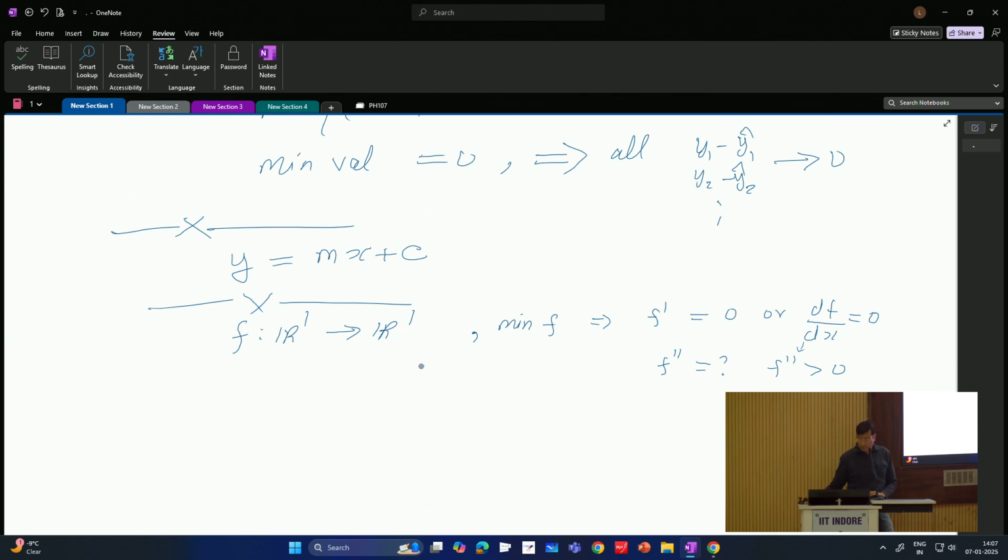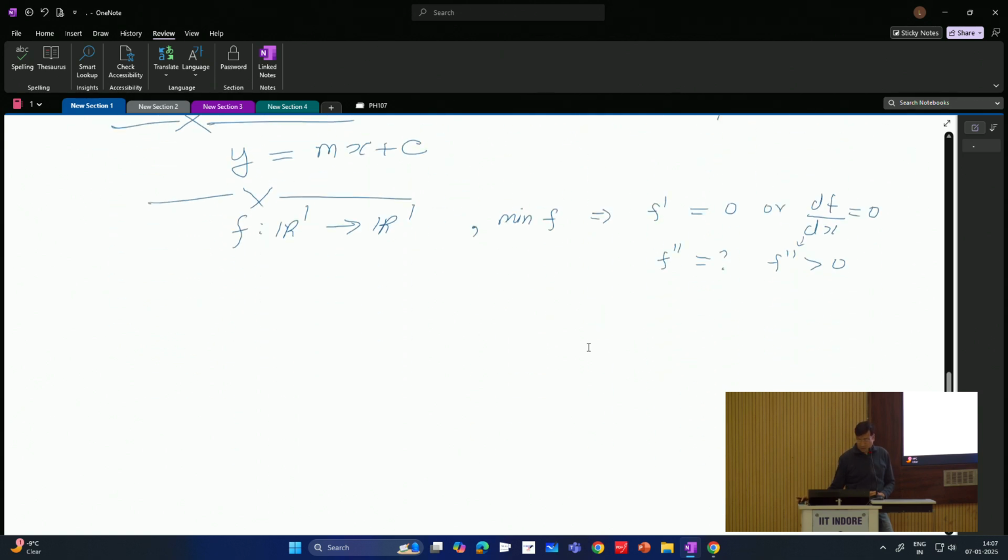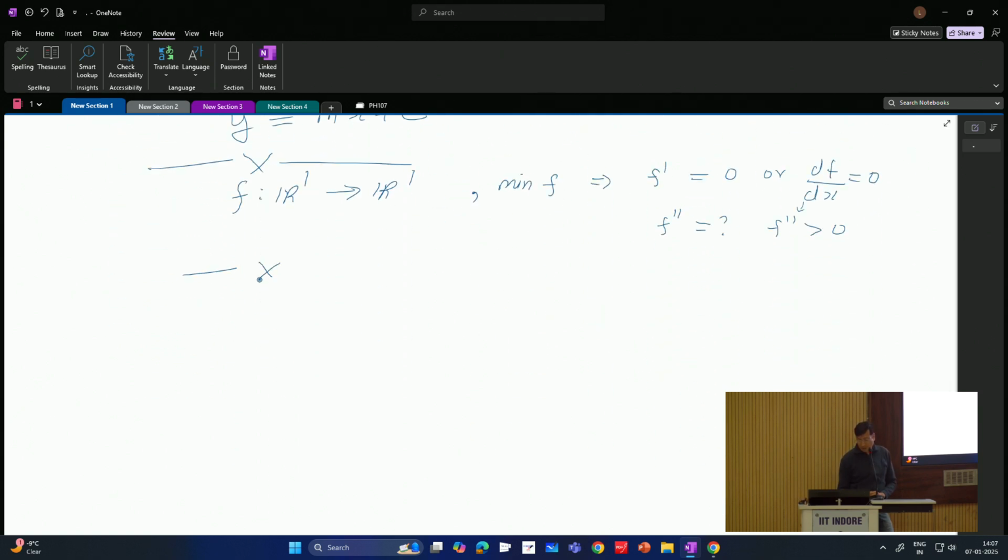Now, we take these squared differences. In our case, it is not a function going from one dimension to one dimension. It is going from how many dimensions?